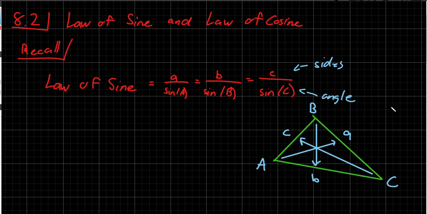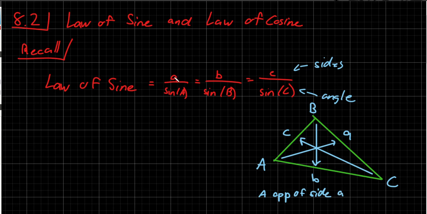Yeah? So this is the law of sines. Little letters are what? Sides. Big letters are angles opposite. Yes. So capital A is opposite of side little a.